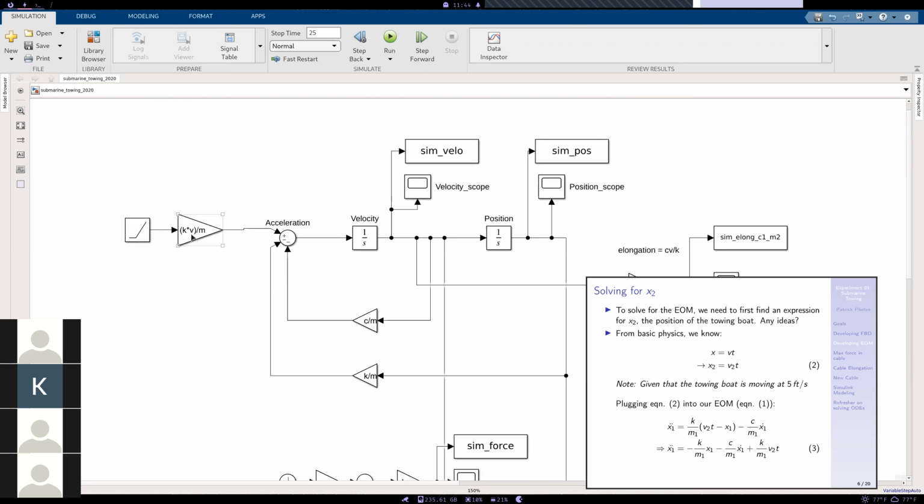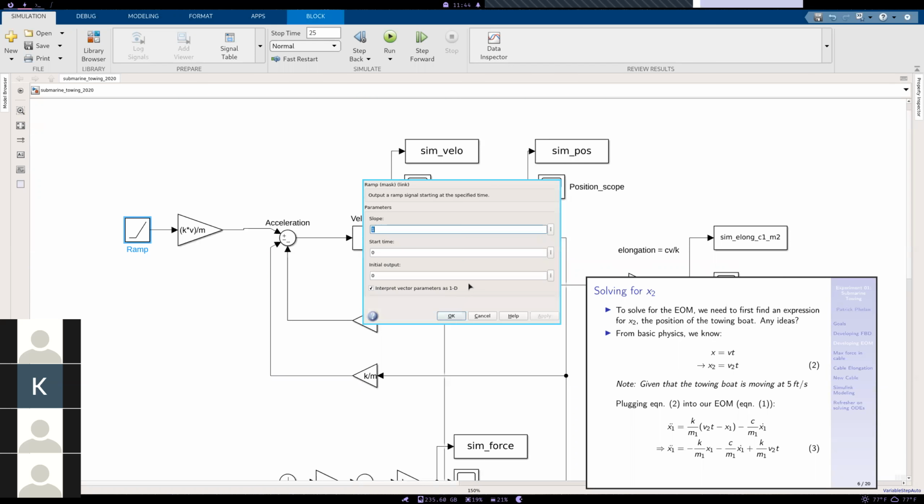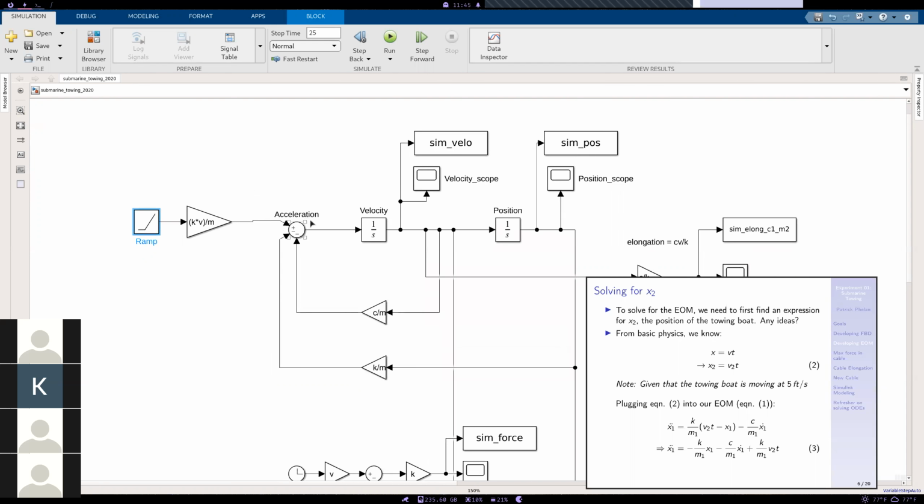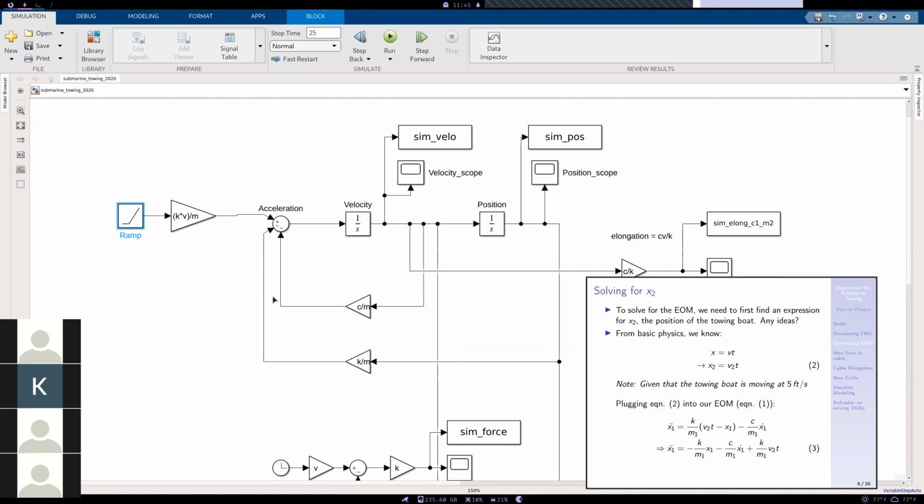Whatever. Okay, so we have k multiplied by v divided by m. That's what you see in our term down here. And then we multiplied it by time. That's why we have this ramp block right here. This is going to represent the time. We could have also used a clock like we did down here. Wouldn't matter. And of course, we had a positive sign for this term, so we have a plus sign for our summation block. Okay, so really simple model, really.